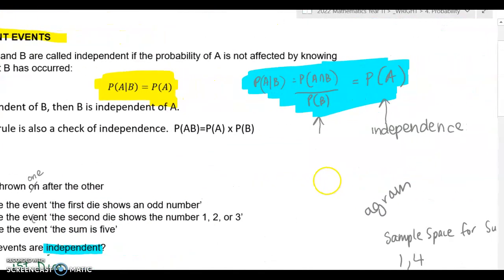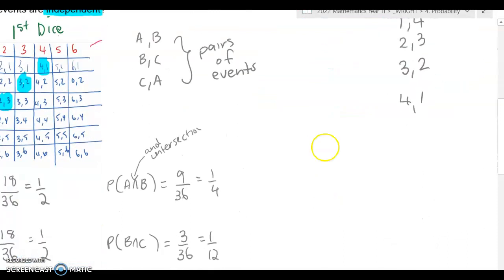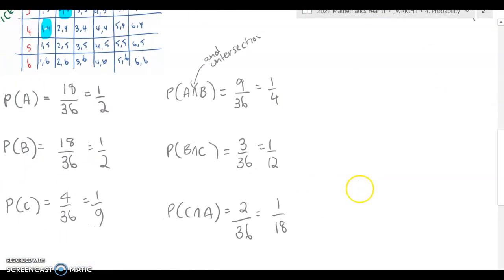And we've got to decide whether or not our probability of A given B equals our probability of A and B over our probability of B, and does it also equal the probability of A? And we're going to do that for the other 2 events as well. So let's look at the first one.